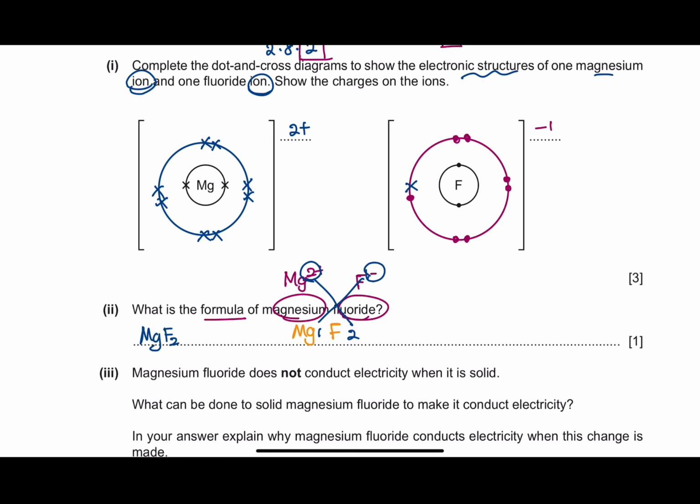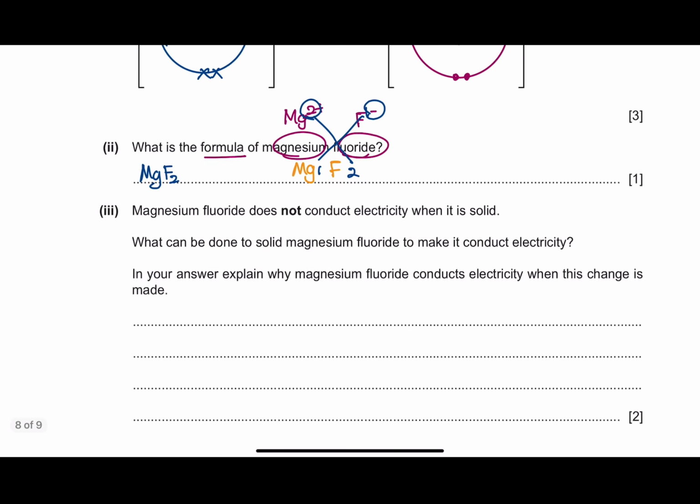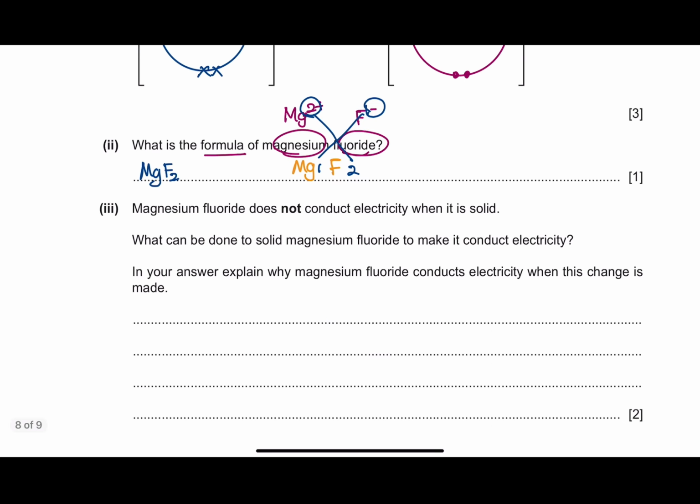So the formula of magnesium fluoride would be MgF2. Now magnesium fluoride does not conduct electricity when it is solid, and as mentioned before, in order for it to conduct electricity, it needs to have free moving ions. And when anything is in solid state, there will not be any free moving ions or electrons in that state. Now what can be done to solid magnesium fluoride to make sure that it conducts electricity?